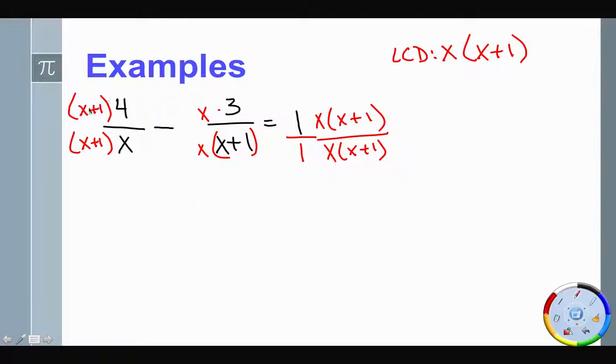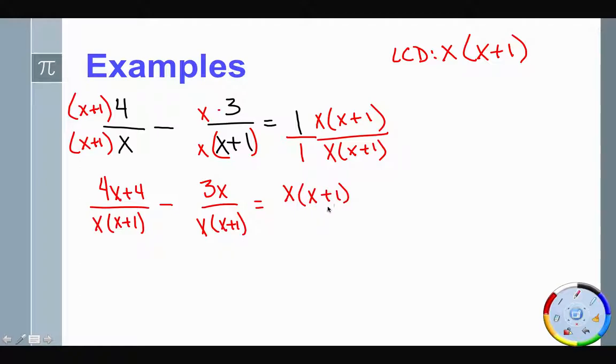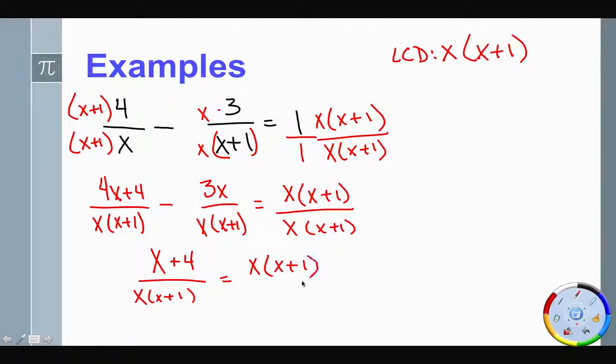All right, so here we go. We distribute over here. We get 4x plus 4 over x times x plus 1 minus 3 times x, which is just 3x, over x times x plus 1 equals, let's just leave it for now, x times x plus 1 over x times x plus 1. Simplify the left side. We get 4x minus 3x, which is 1x. 4 minus nothing is just a 4. And I didn't do anything on the right side.